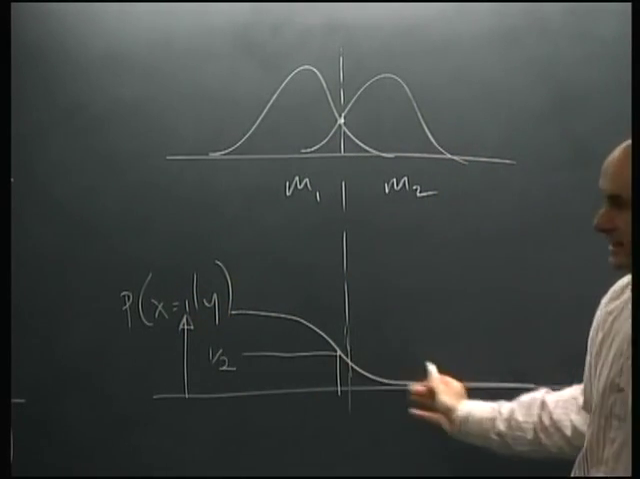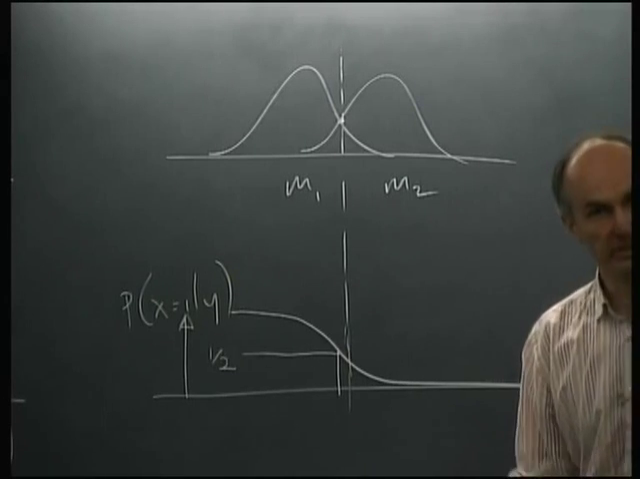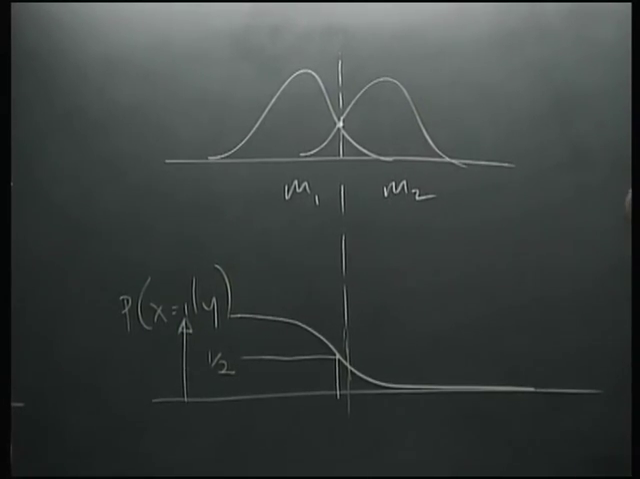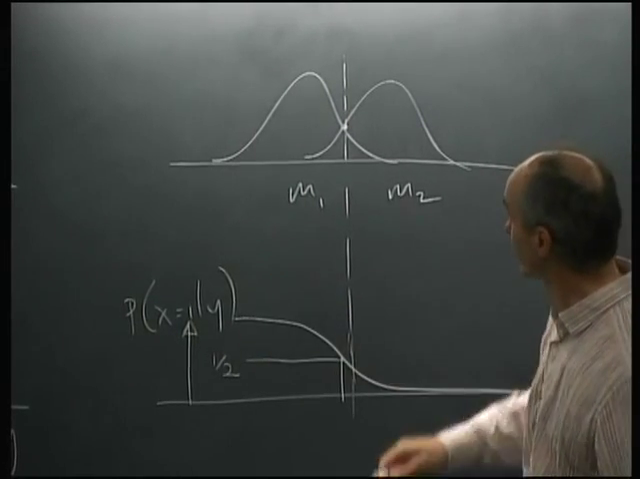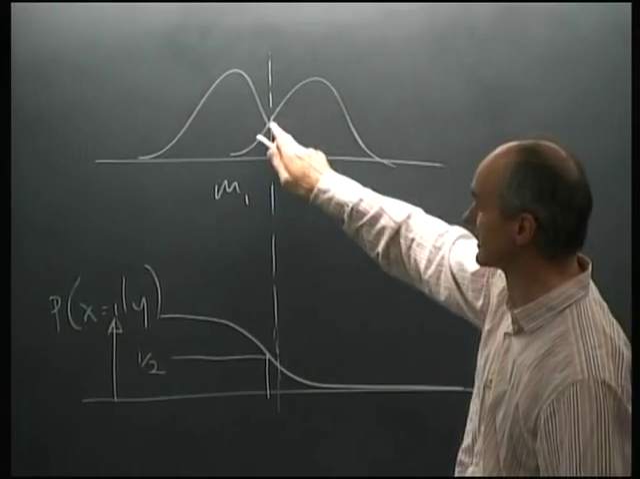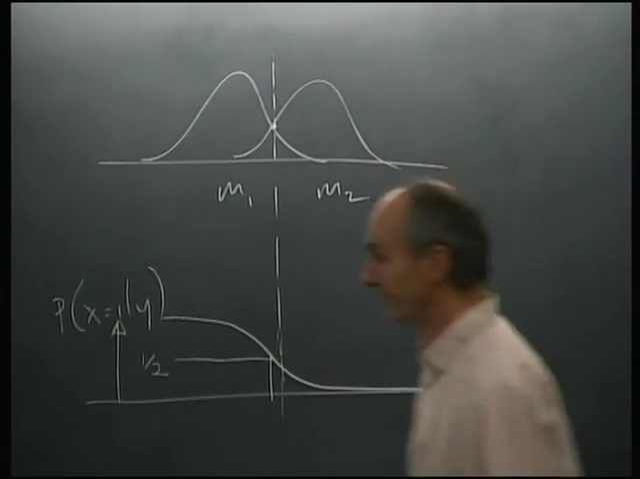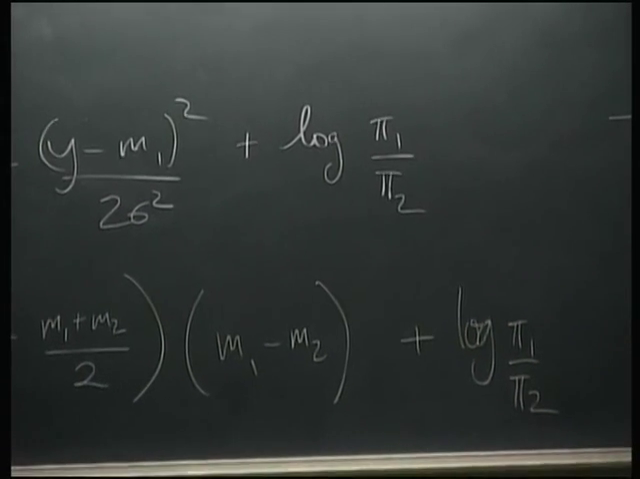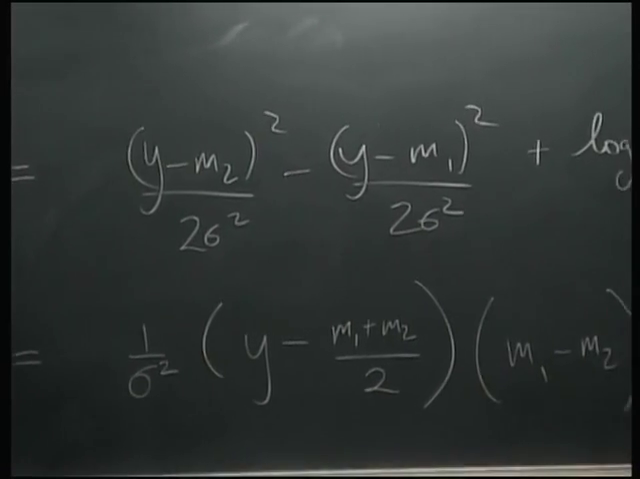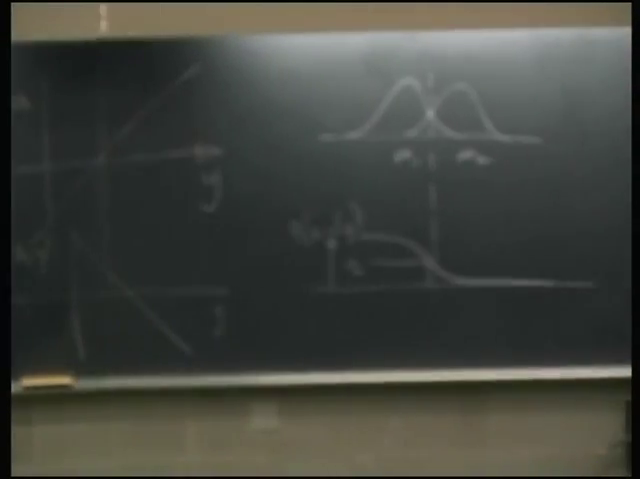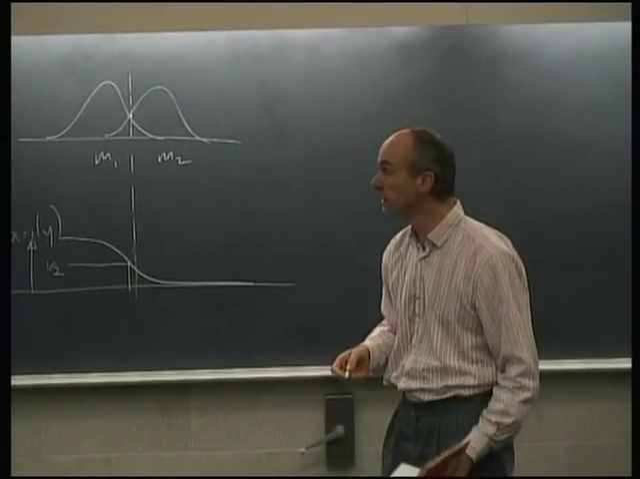And why is it offset? Well, because pi 1 and pi 2 might not be equal to each other. If pi 1 and pi 2 were both equal, if it were 50-50 prior probability, then this sigmoidy thing would go through half at exactly this midpoint here. Having pi 1 not equal to pi 2 adds an additive constant that slides this thing left or right. Okay, any questions about this?